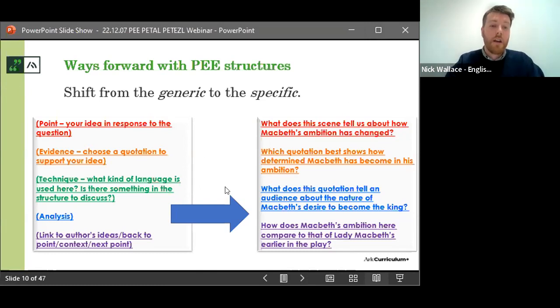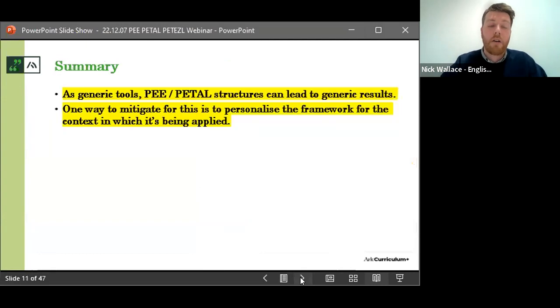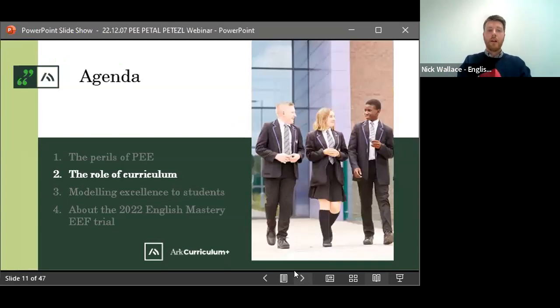So the first collection of insights that I'd like to conclude with here is, as generic tools, PEE or PETAL structures can lead to generic results. One way to mitigate this is to personalize the framework for the context in which it's being applied, the specific piece of analysis that students are currently undertaking. So that's some of the perils of PEE.